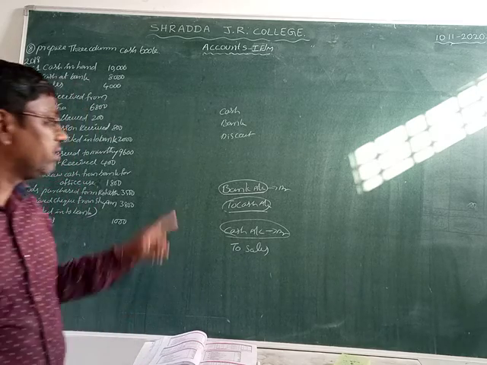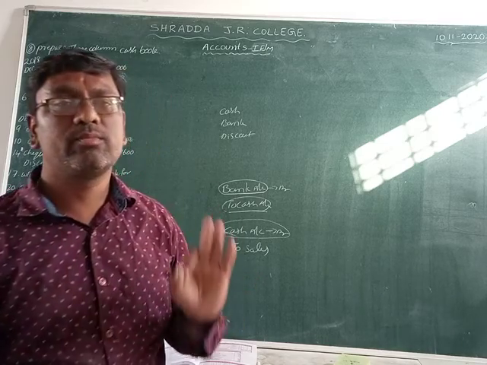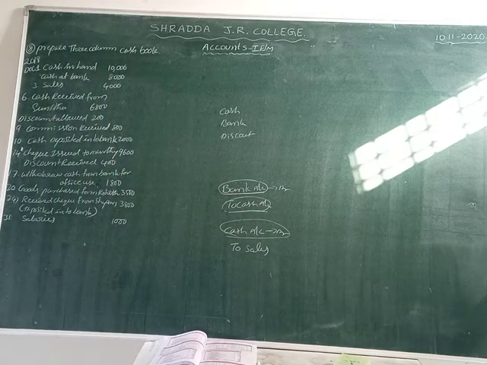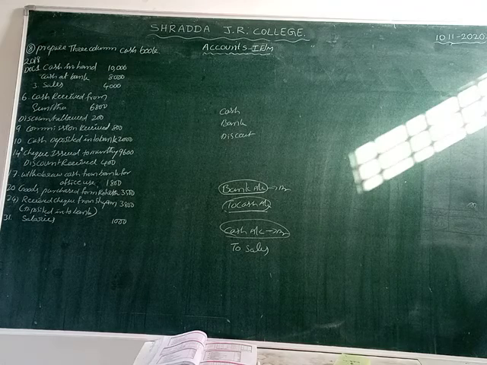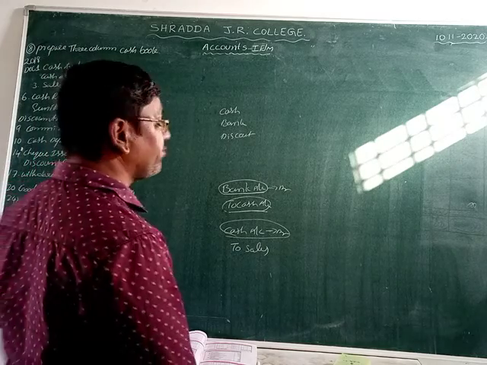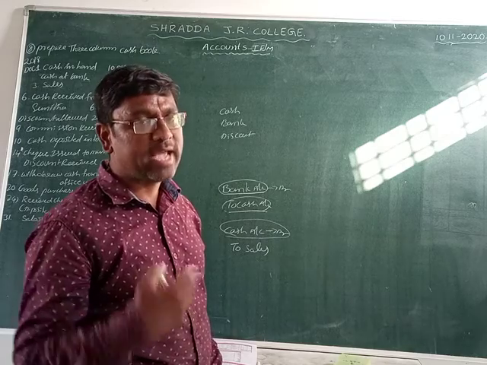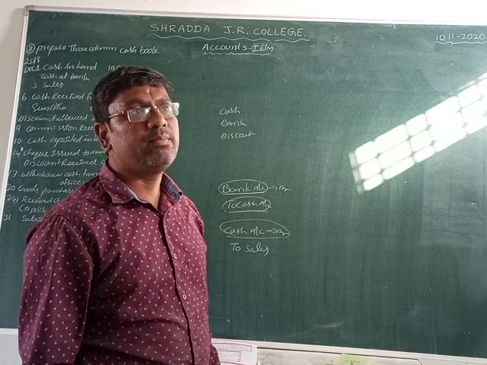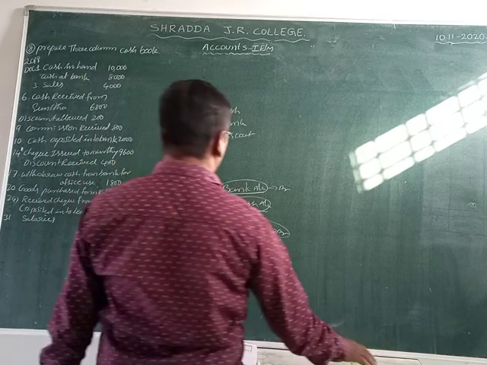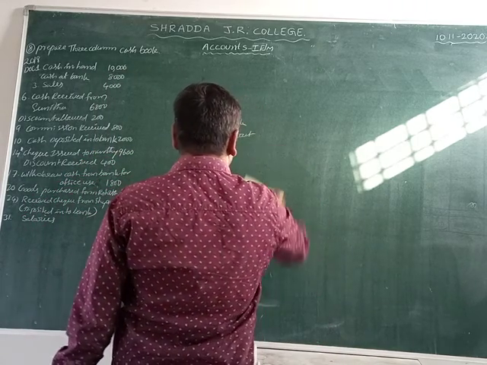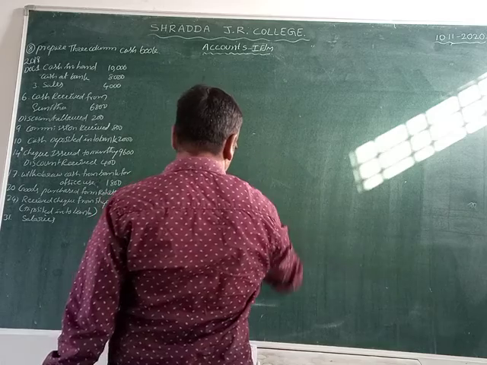So in this three column cash book, contra entries mean depositing cash into the bank or withdrawing cash from the bank. Both of these cases come under contra entry in the three column cash book, students.